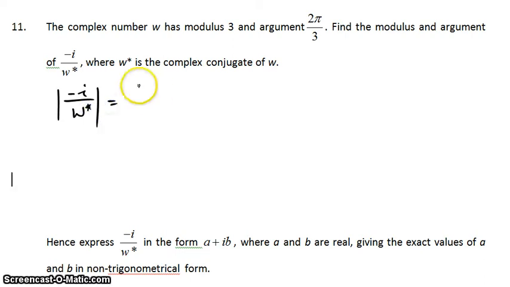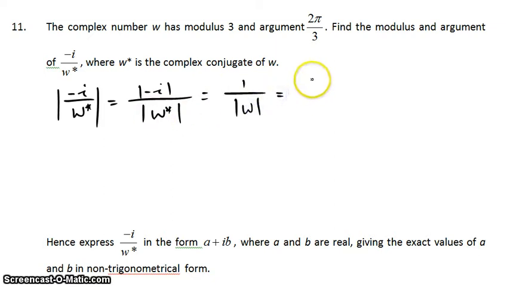Well, this is just the modulus of minus i over the modulus of w conjugate. So this is just 1 over, and then the modulus of w conjugate is just the modulus of w, so this is just going to be 1 over 3.